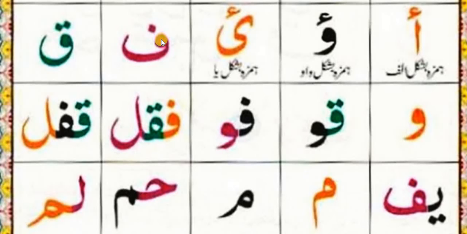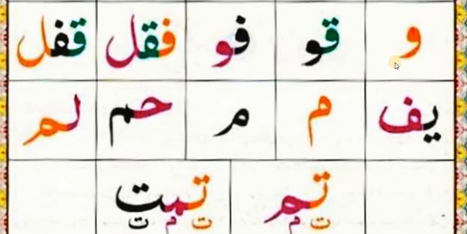Fa, fa, qaf, qaf. Qaf is a thick letter. Next is waw, waw.